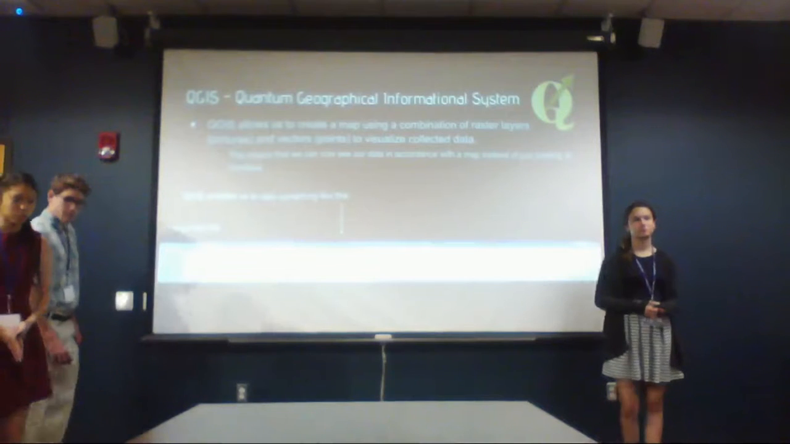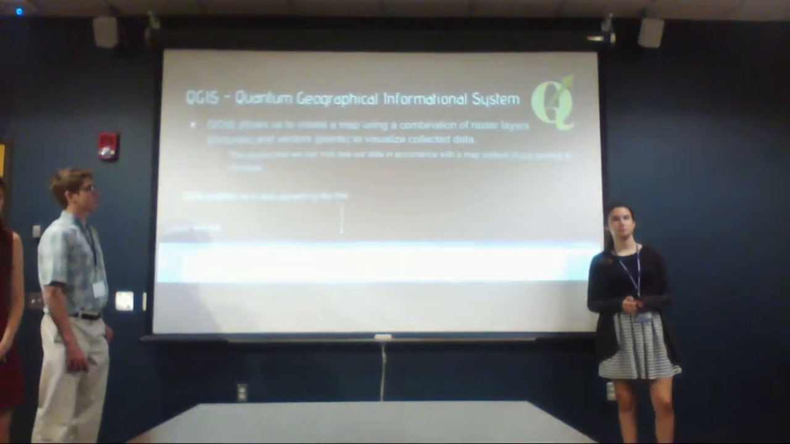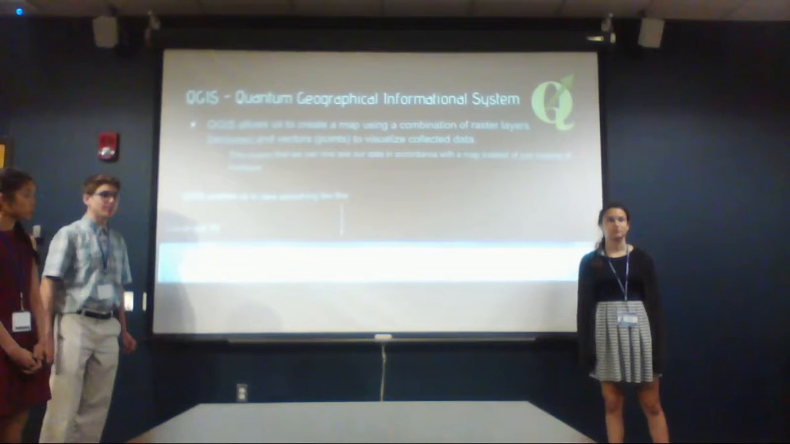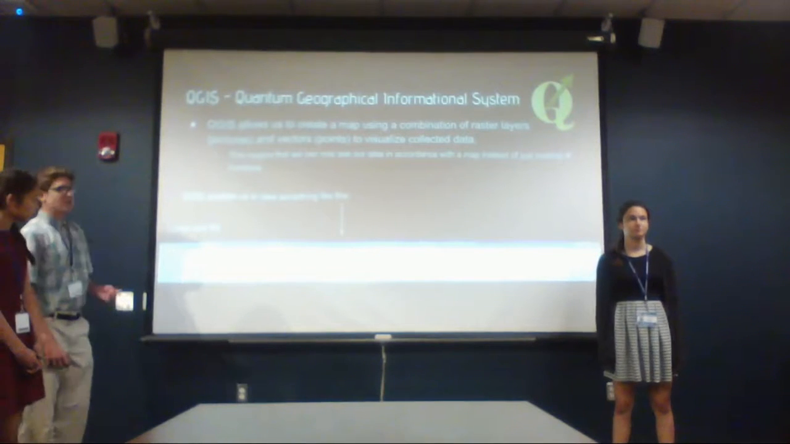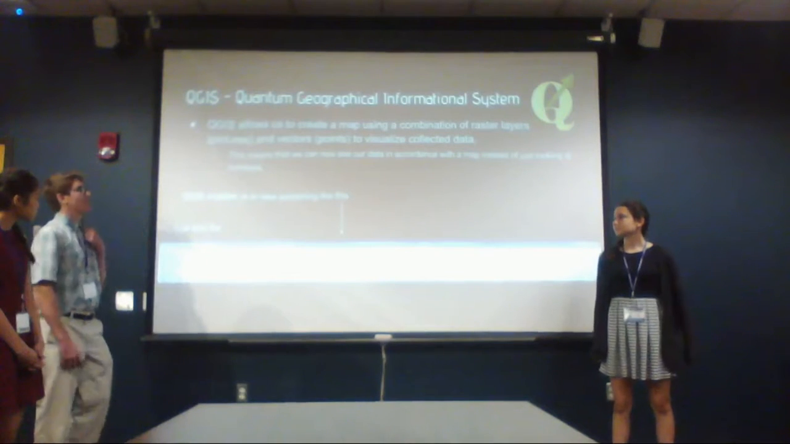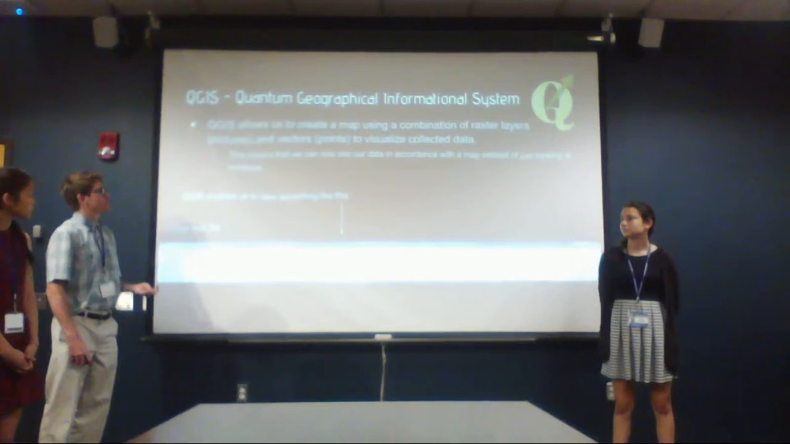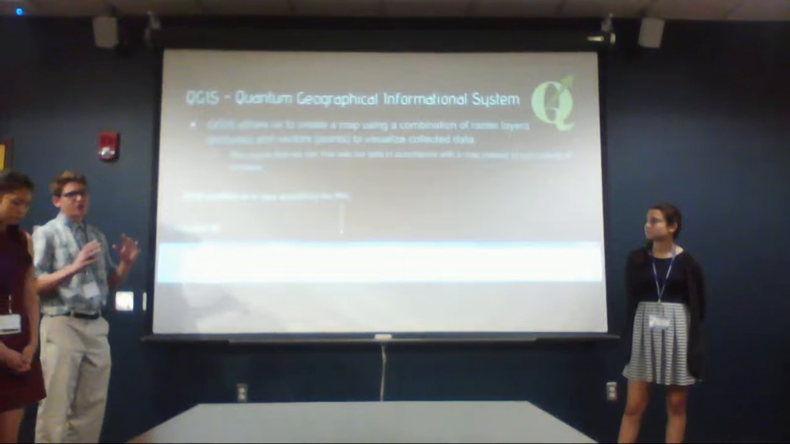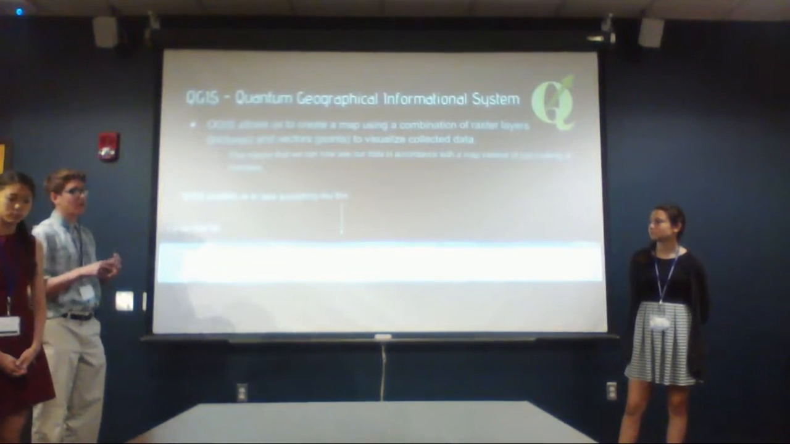So a program that we used for mapping a lot of our data was called QGIS, which stands for Quantum Geographical Informational System. QGIS allows us to create a map using a bunch of different data from vector points and raster images. So rasters are basically pictures and vectors are basically points on the graph.